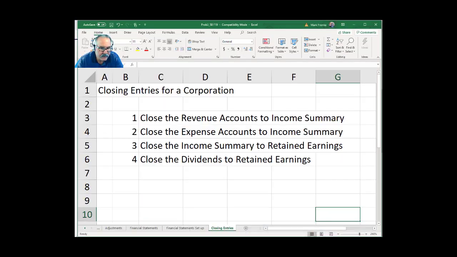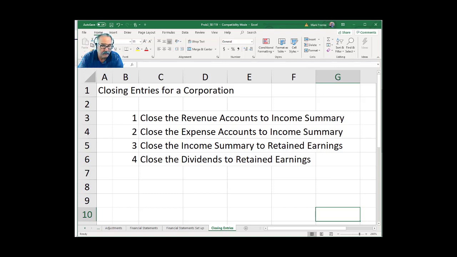So the 4 steps. First, we close the revenue accounts to the income summary. Income summary is a temporary, kind of a fictitious account that accountants use for this purpose. We close the expense accounts. They're all debits. Revenue are all credits. Those credits are going to move to income summary. All the expenses are all debits. They're going to move to the income summary on the debit side.